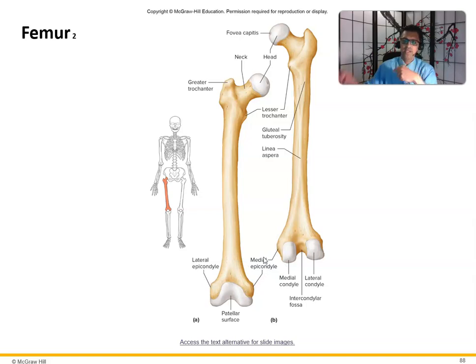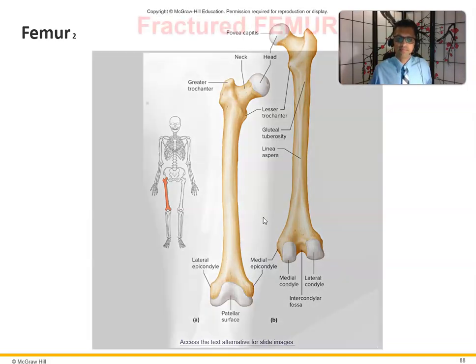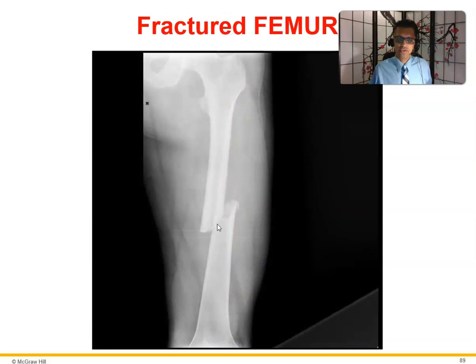Okay, but remember, you have a medial epicondyle on your humerus, but you also have a medial epicondyle on the femur. So you want to always name the feature and the bone, so I know what bone you're talking about. Here's a fractured femur, spiral fracture.